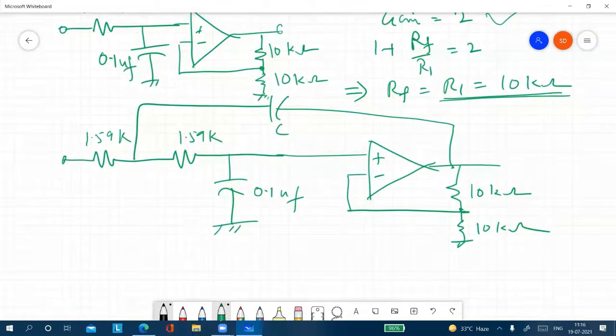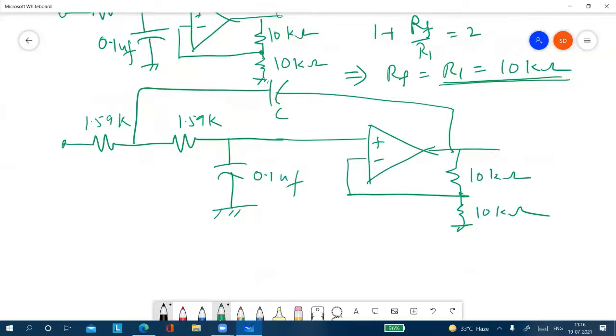So this is the circuit diagram of a second order low pass filter, whose cutoff frequency is 1 kilohertz and pass band gain is equal to 2. This is a second order filter.